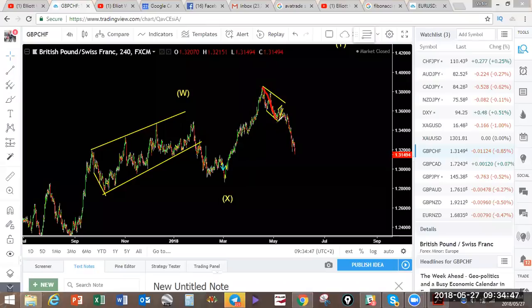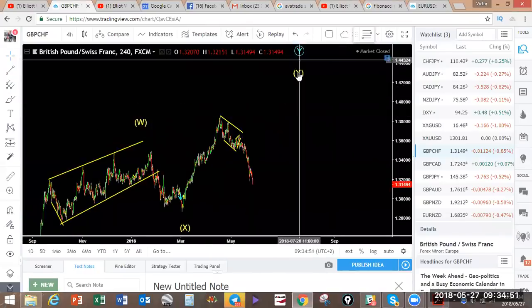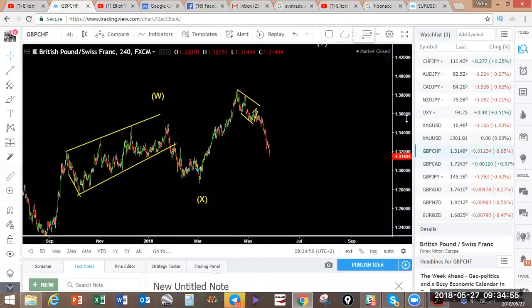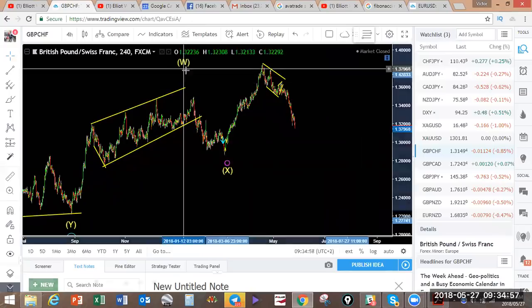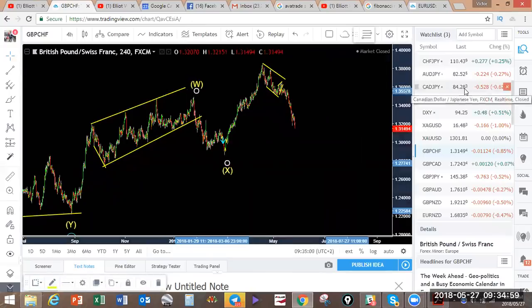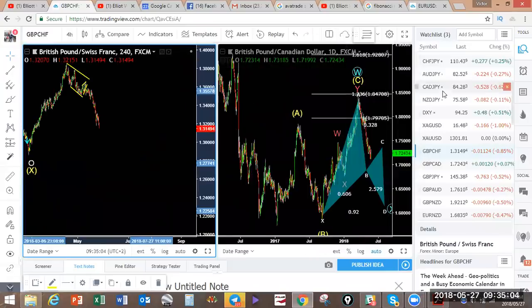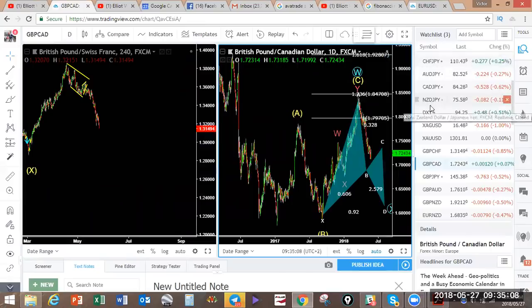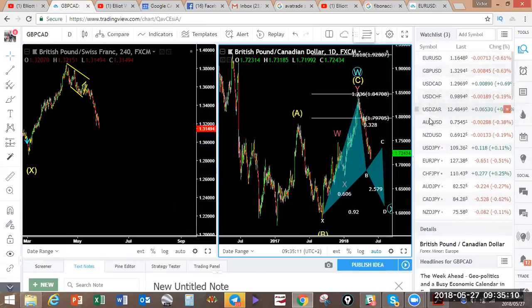We expected this sharp move to the downside because I am comparing, interestingly, pound CHF with New Zealand US dollar. Not that there's any correlation between the pairs, but the structure that is playing out is exactly the same. So let's do that comparison quickly. Left hand side is pound CHF, right hand side will be New Zealand US dollar. And you'll see that there's a similar structure that is happening there.